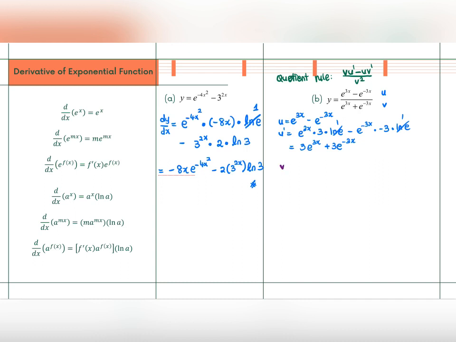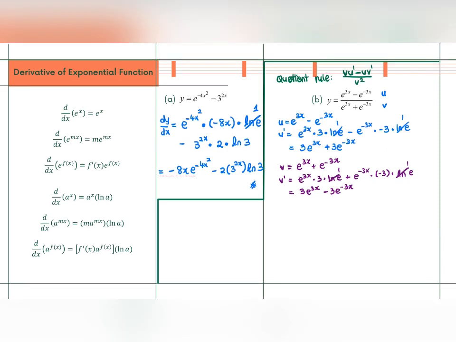Now cari pula untuk v. So v adalah e 3x plus e negative 3x. So v prime will be salin darab differentiate power darab ln base tambah salin darab differentiate power darab ln of the base. Ln e sama dengan 1. That means here will be 3e 3x minus 3e negative 3x. Okay, so sekarang ni kita gabungkan dia menggunakan quotient rule.